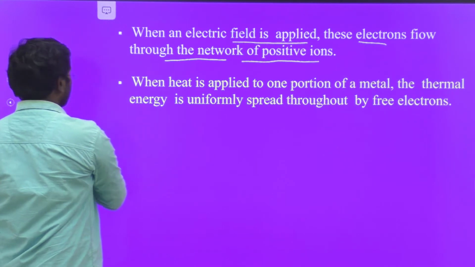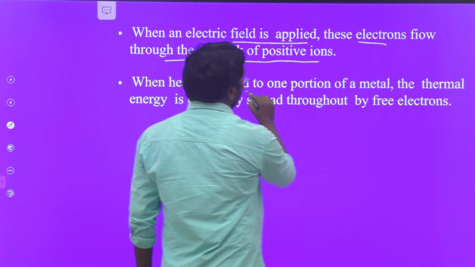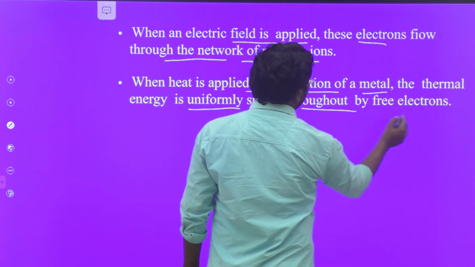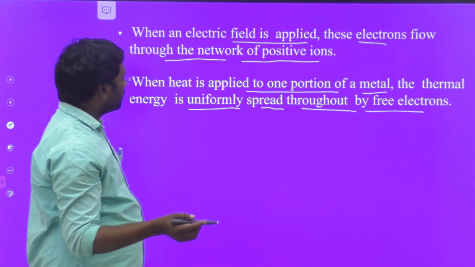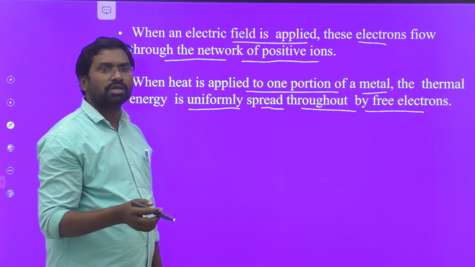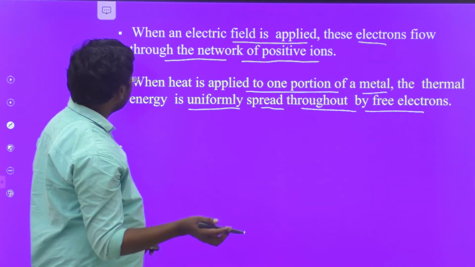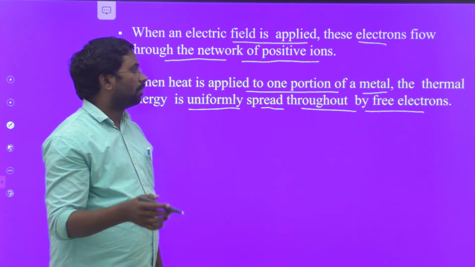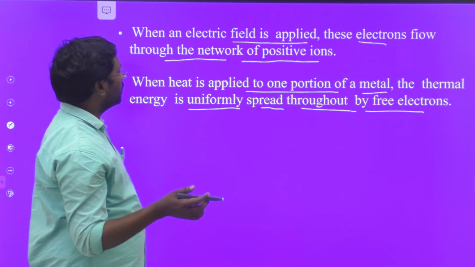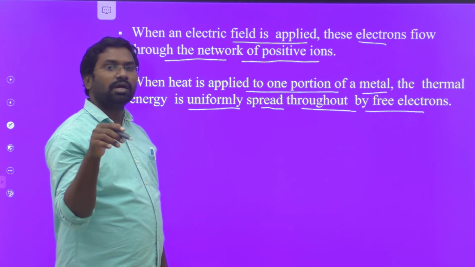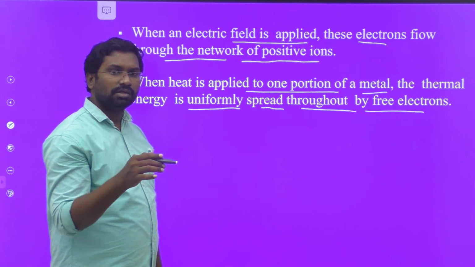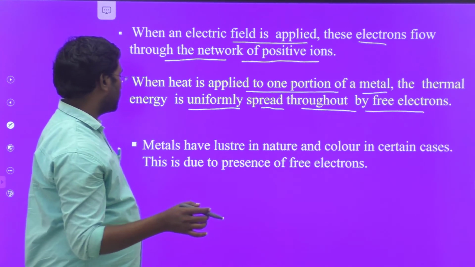Another important point: when heat is applied to one portion of a metal, the thermal energy is uniformly spread throughout by free electrons. For a given metallic solid, when we apply some heat to one portion of the metal, the thermal energy is uniformly spread throughout the crystal, and this is only due to the free electrons.